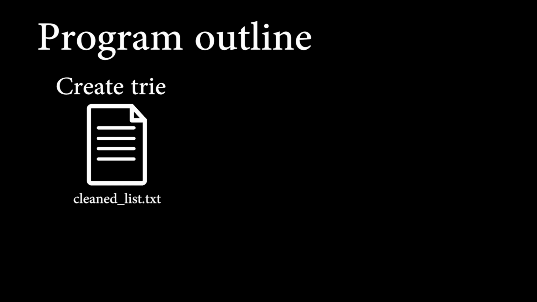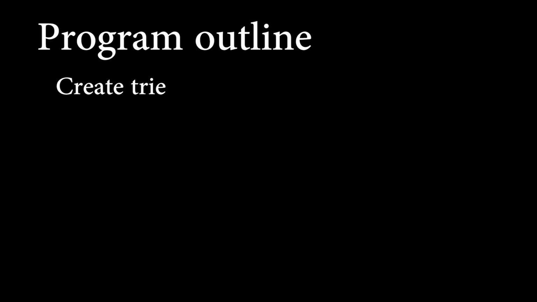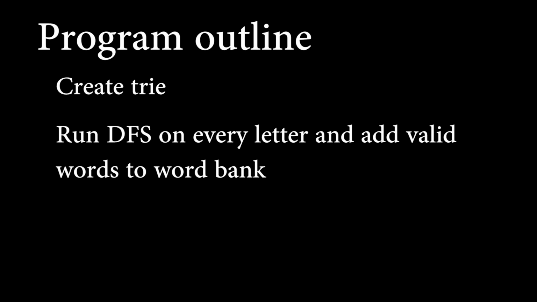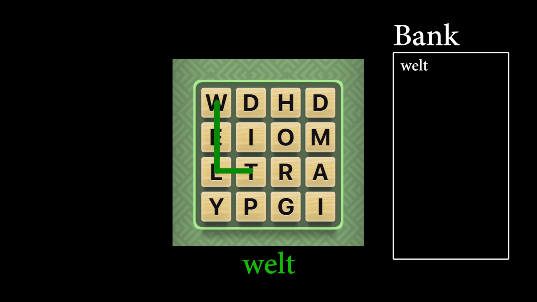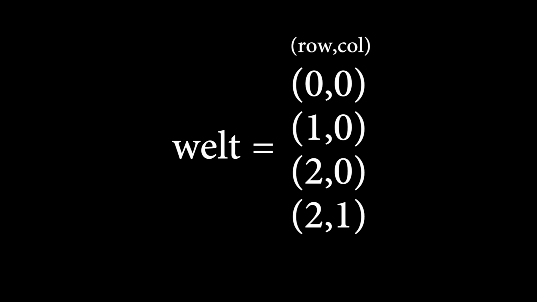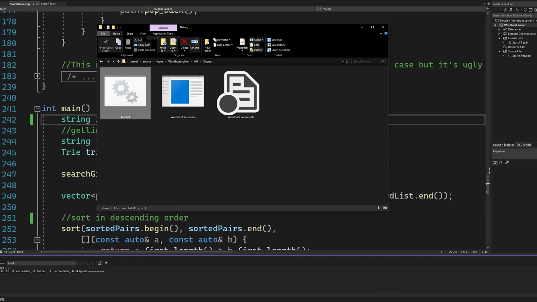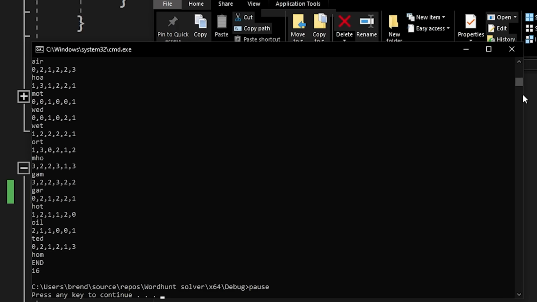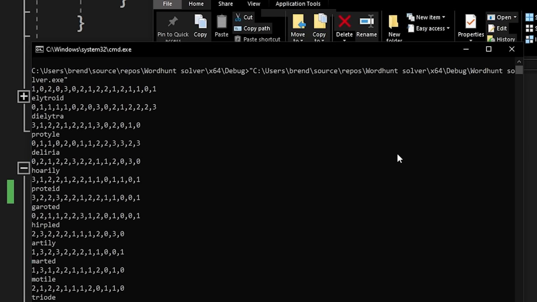So, with our program, we create a trie structure with all the words in our list. We then run depth first search from every letter in the grid, adding words to a bank when we find one, and stopping searches when there's no words that can be made. With each word we add, we also keep track of the path we traveled for every word so we can solve for it later. Now we just input a grid of letters and boom. There is every single word we can make from the grid, sorted by length.